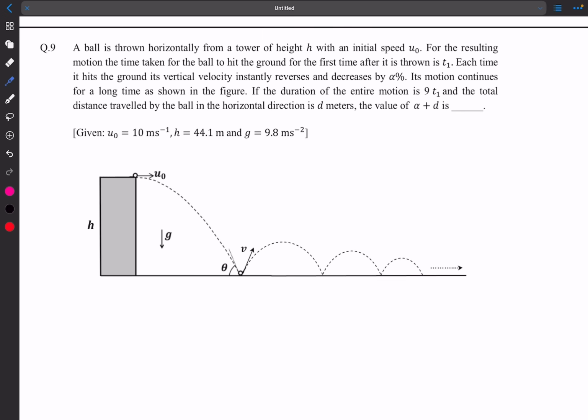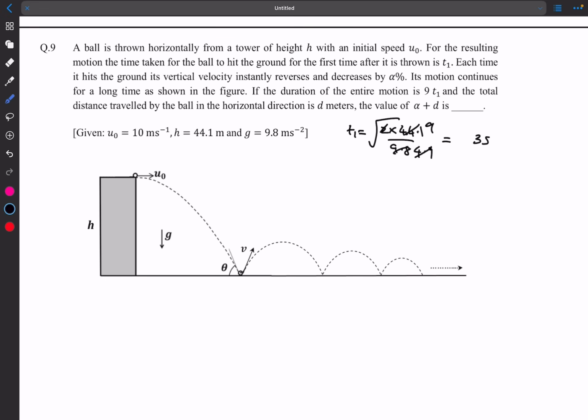Okay, so in this problem, we have a ball that is thrown from a tower of height h. It has an initial speed of u0 in the horizontal direction. So for the resulting motion, the time taken for the ball to hit the ground for the first time after it is thrown is t1. So t1 is just square root of 2h by g, which is 44.1 divided by 9.8. So this will cancel out with 2 and this will cancel out with 9. So t1 turns out to be 3 seconds.